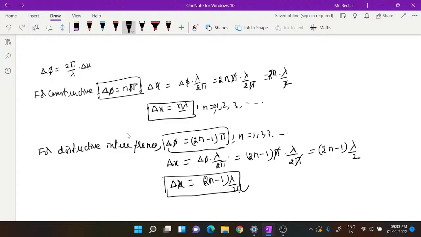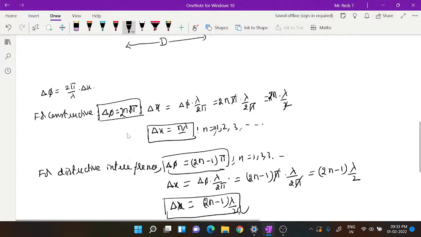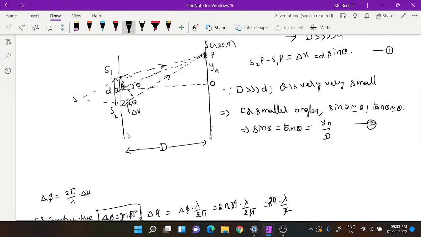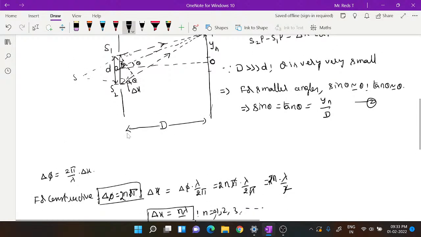What is this? 2n pi, not n pi. Phase difference should be 2n pi, and path difference should be n lambda. Under these conditions you will get maximum and minimum amplitudes and hence intensities. So for constructive interference we are getting maximum amplitude and hence maximum intensity, but at what position will we get it is the question.